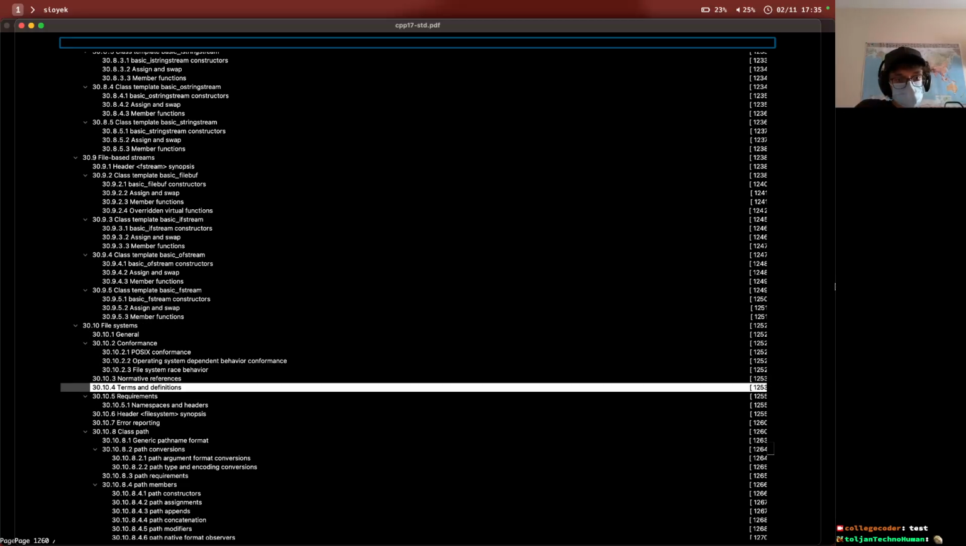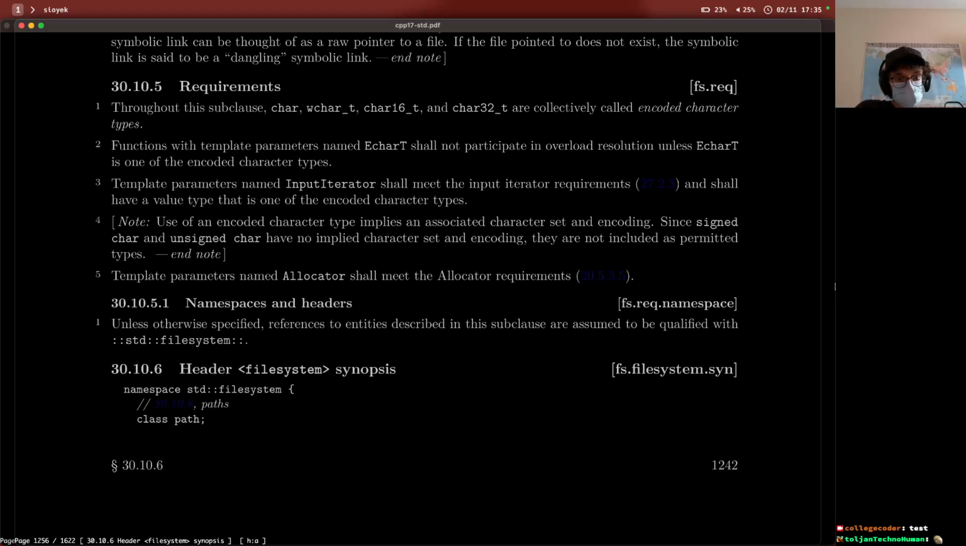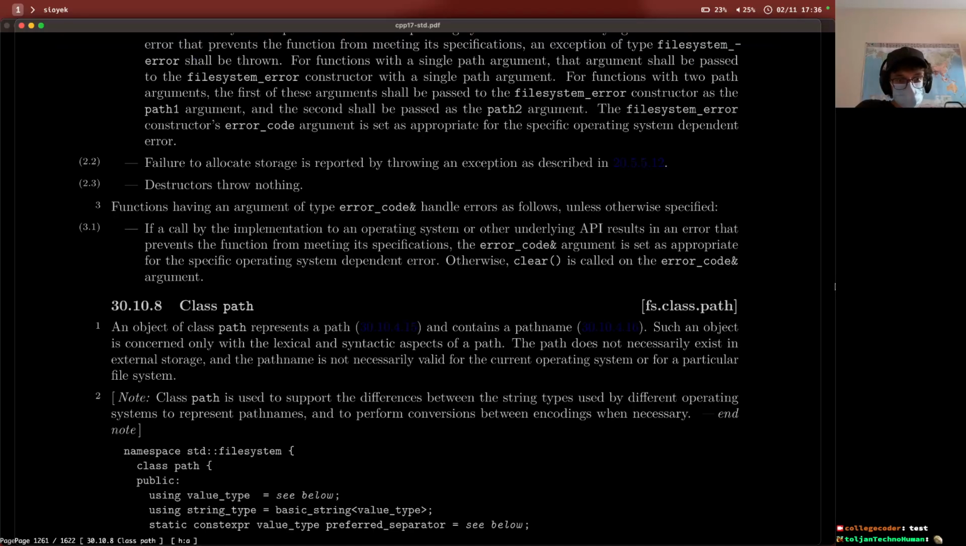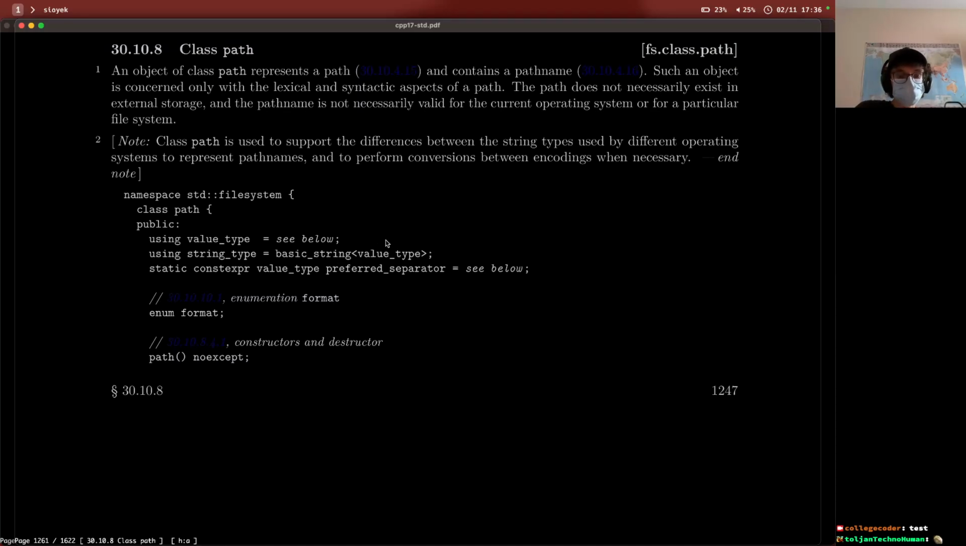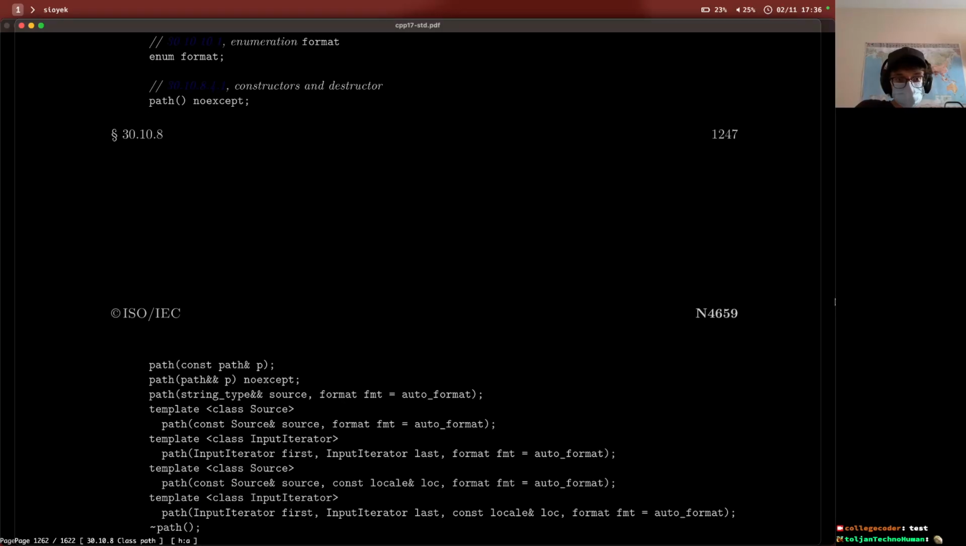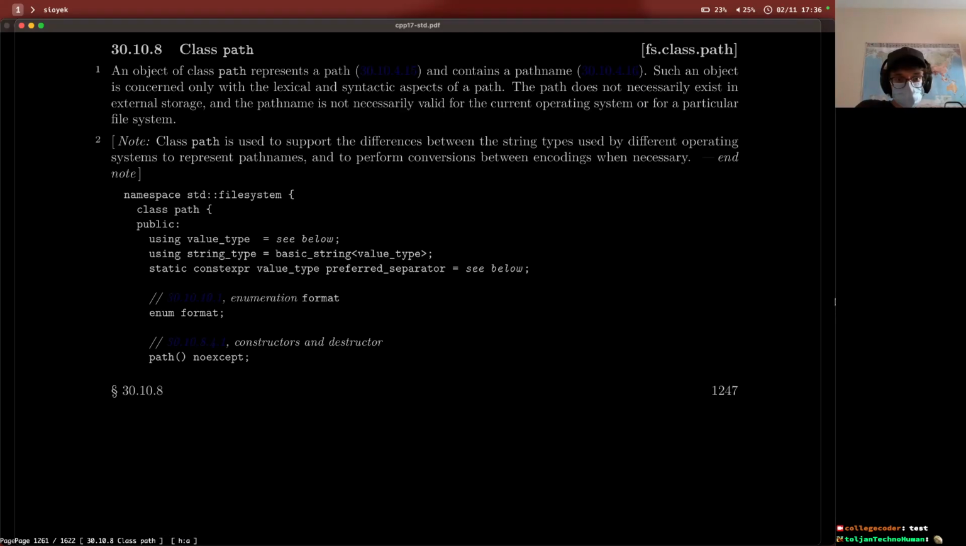Conformance, normative reference, terms and definitions, namespaces and headers. Class path. Oh, there it is. String type, basic string with a value type. The value type, well, it's a constexpr value, no. See below. See below being... I was looking for a value type. See below.